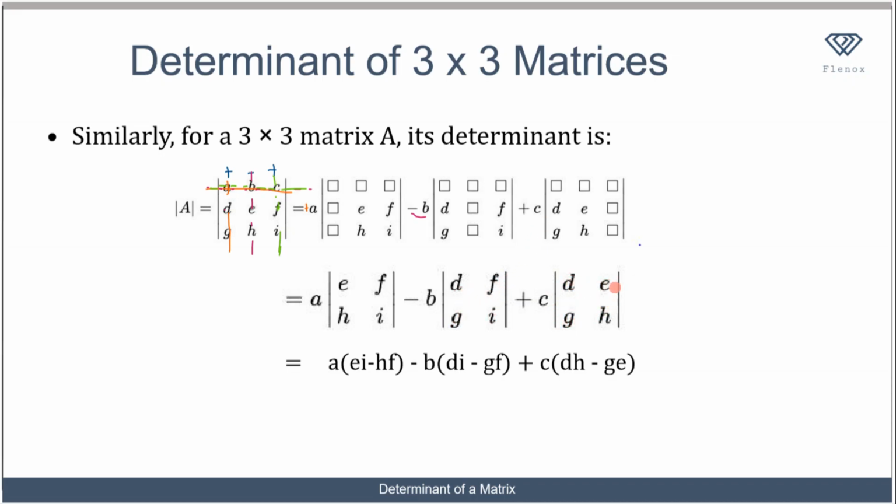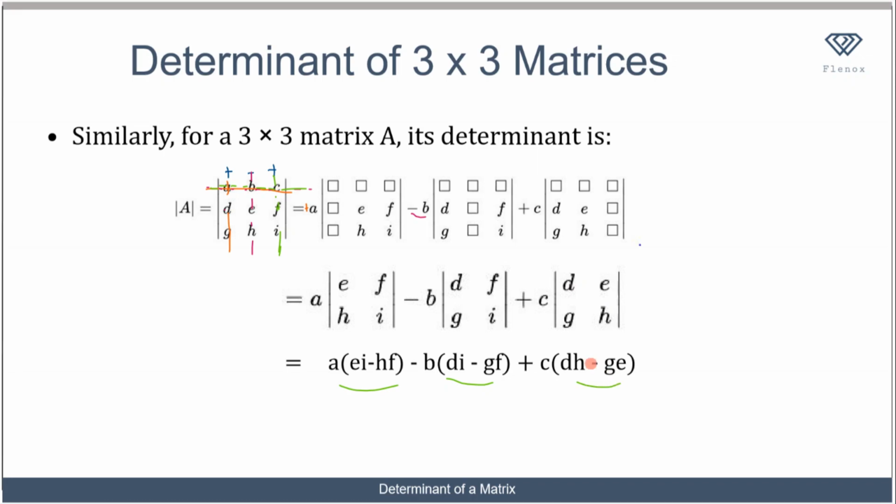D, E, G, H. So now that we have written it in terms of 2 by 2 matrices, you already know how to calculate the determinant of a 2 by 2 matrix. You just subtract the diagonals. So this becomes EI minus HF as shown here. This becomes DI minus GF as shown here, and this becomes DH minus GE as shown here.